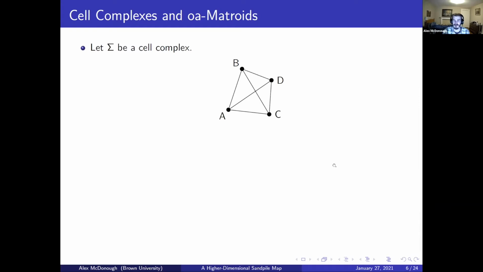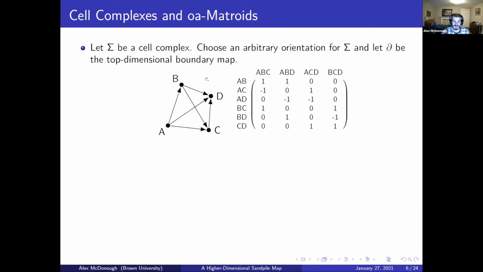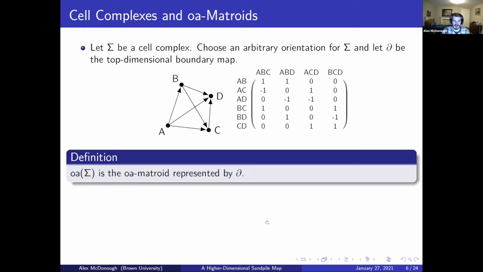So let me show you how OA matroids can be connected to a lot of other things in combinatorics that we might be interested in. Let's say that we start with a cell complex. We can choose some orientation for our cell complex and then look at a top dimensional boundary map between the facets and the ridges. In this case, we're thinking of this as a two-dimensional simplicial complex that is just the boundary of this tetrahedron. So this is what we end up getting here as our boundary matrix. It's kind of ugly, but what we can do is look at the OA matroid that's represented by this boundary map.